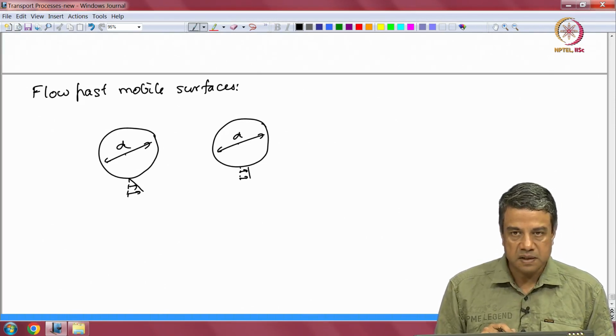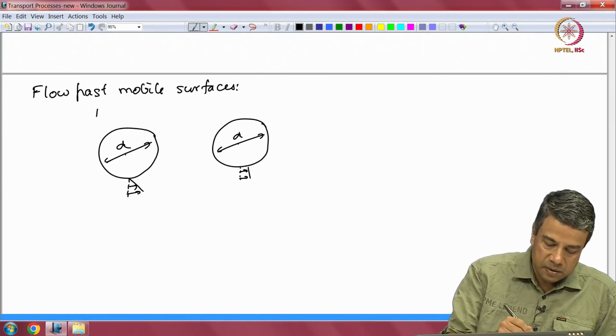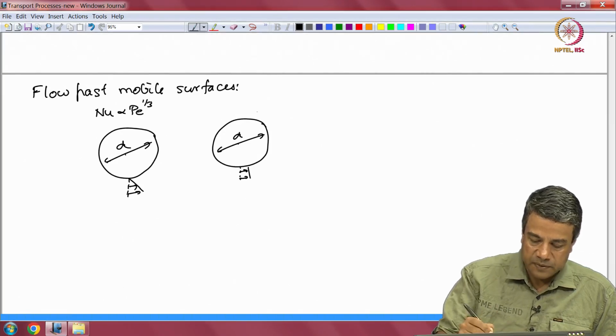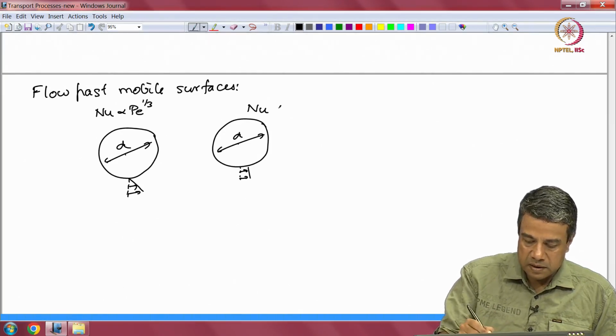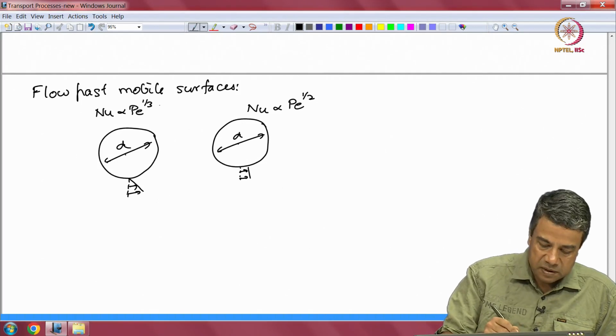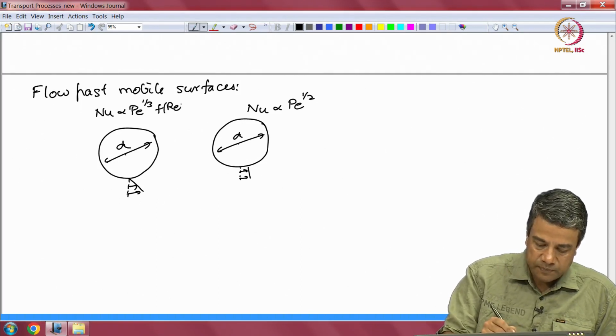And because of this, generally for the flow past a particle, the Nusselt number will be proportional to Peclet number to the power 1 by 3, whereas here it is proportional to Peclet number to the power 1 by 2, okay, times some function of Reynolds number.